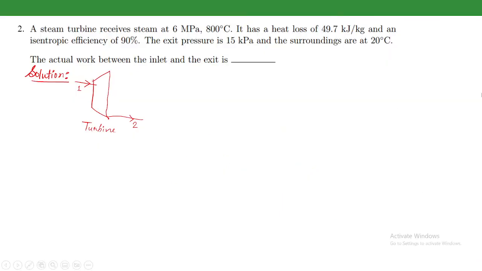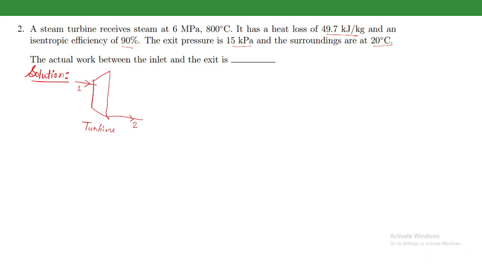A steam turbine receives steam at 6 megapascal, 800 degrees Celsius. It has a heat loss of 49.7 kilojoule per kg and an isentropic efficiency of 90%. The exit pressure is 15 kilopascal and the surrounding is 20 degrees Celsius. What is the actual work between the inlet and the exit?